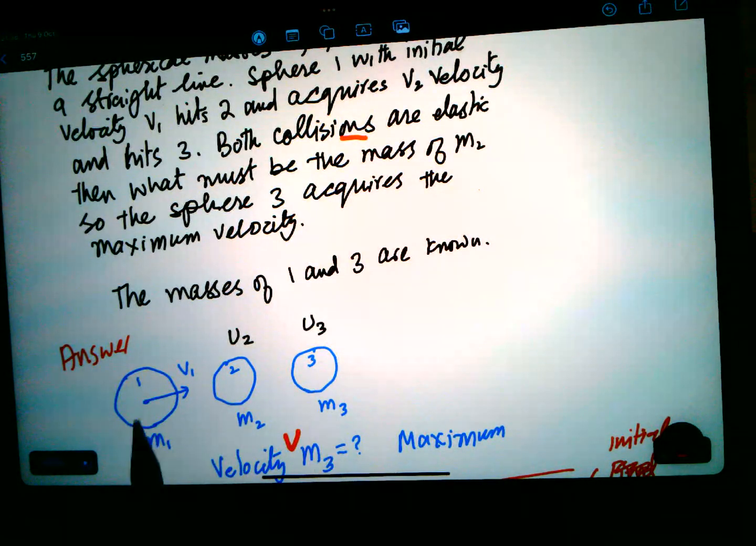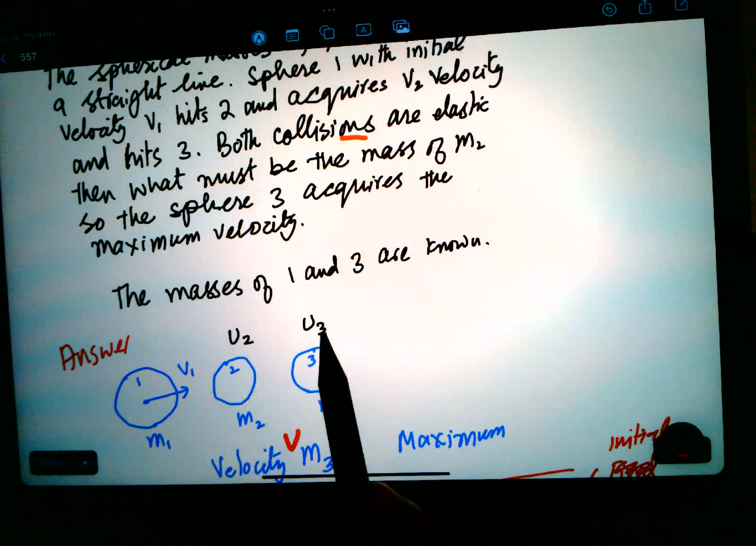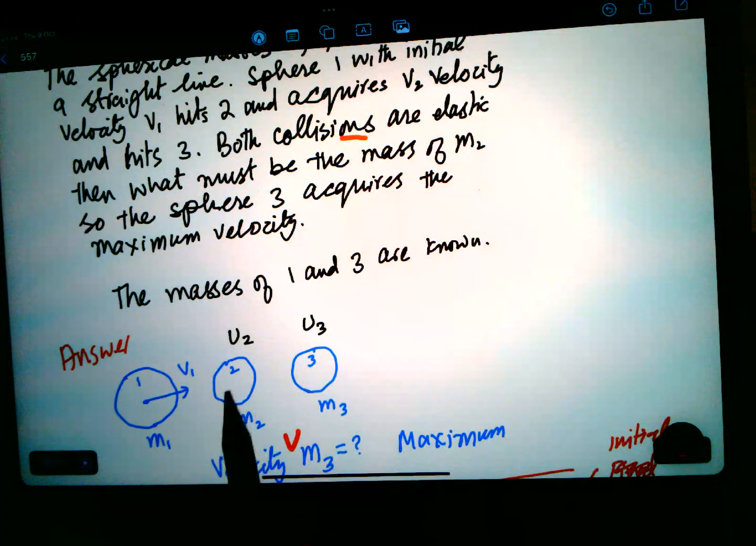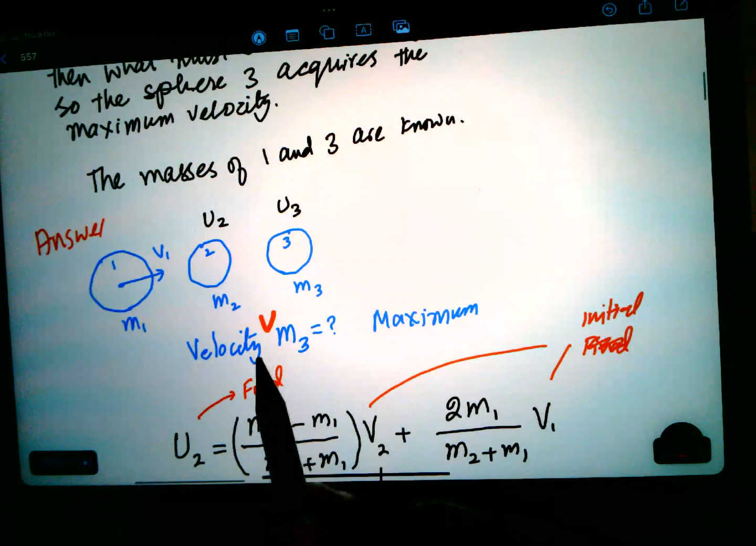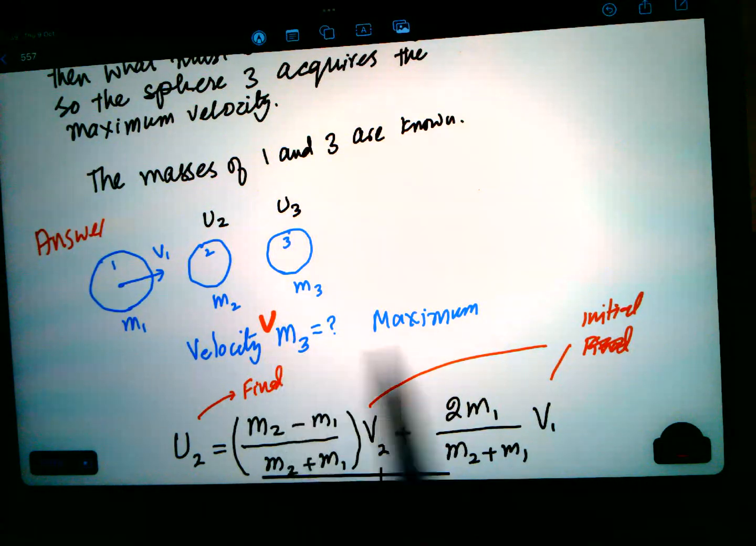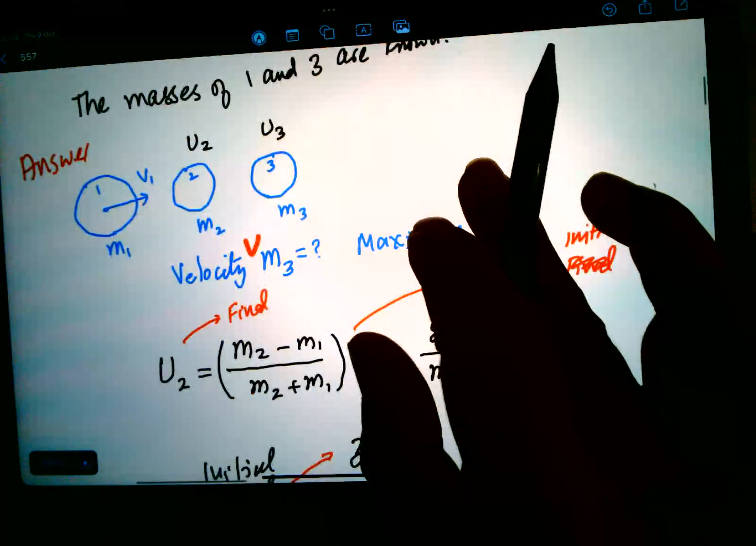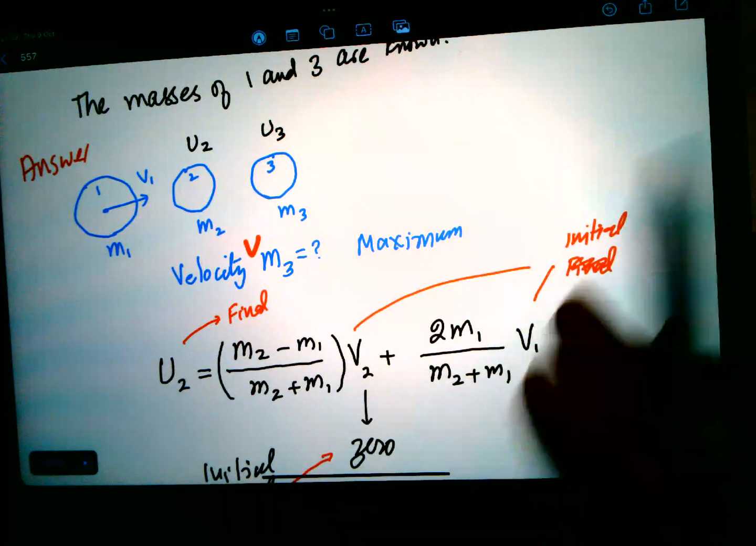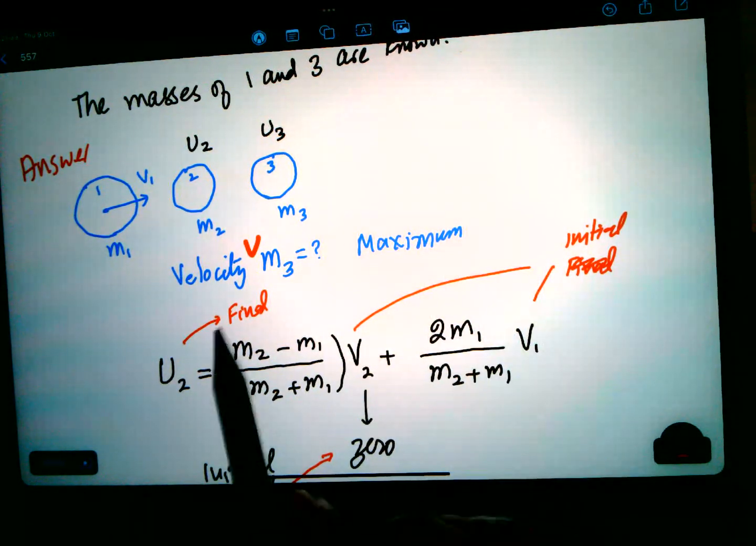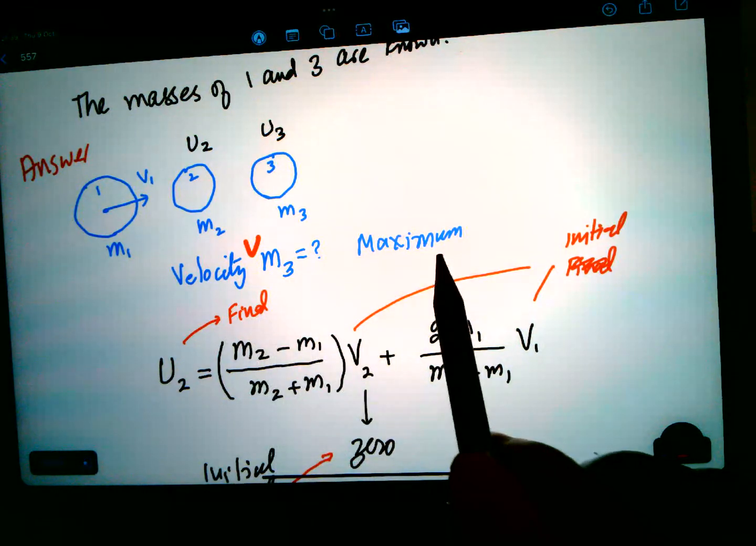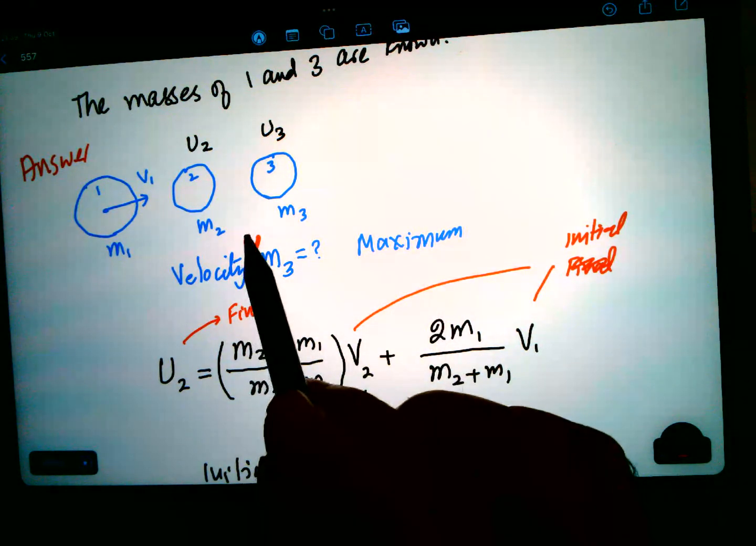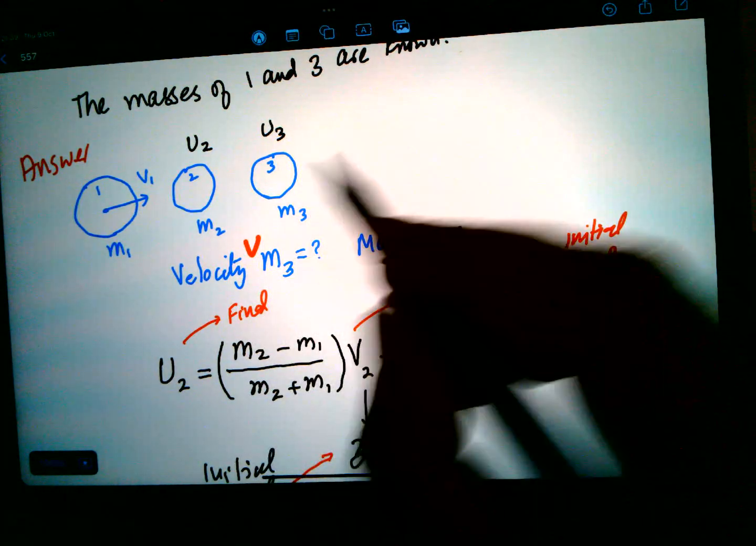m1, m2, m3. This is the initial velocity v1. This is the final velocity, this is the final velocity of 3, and this is 2. So the velocity v3 should be maximum. That is our goal. We have to find what the mass m2 should be so that the velocity of m3 is maximum, so u3 should be maximum.